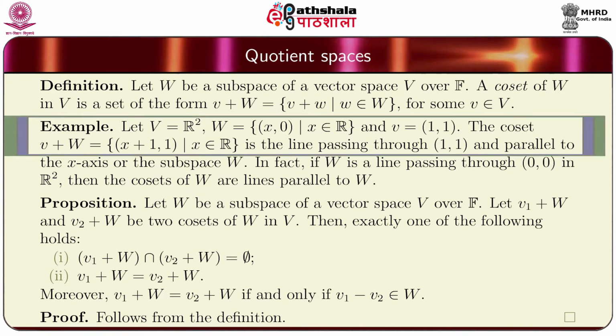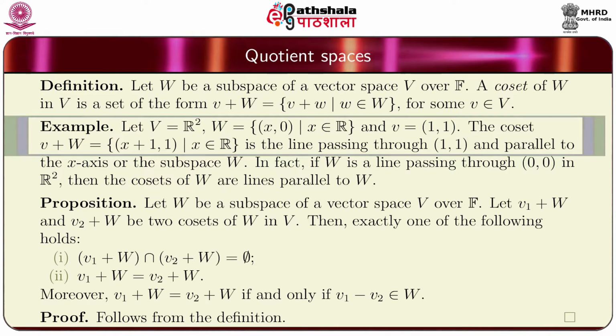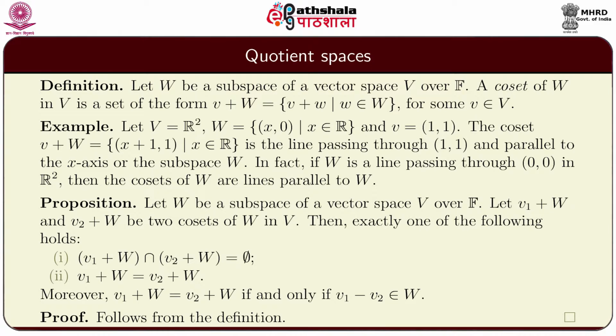Example, let V be the vector space R2, W the x-axis, and v the vector (1, 1). Then the coset v plus W is the set of ordered pairs of the form (x plus 1, 1), where x is running through the set of real numbers. And you can see that this is the line passing through (1, 1) and parallel to the x-axis or the subspace W. In fact, if W is a line passing through (0, 0) in R2, then the cosets of W are lines parallel to W.